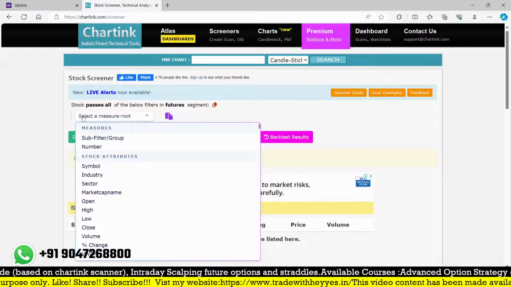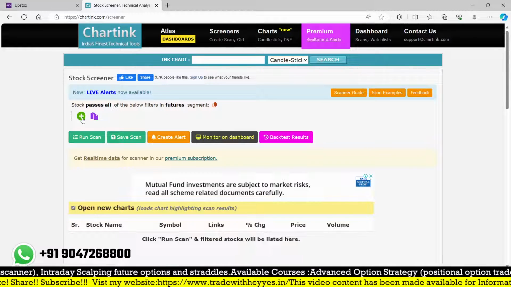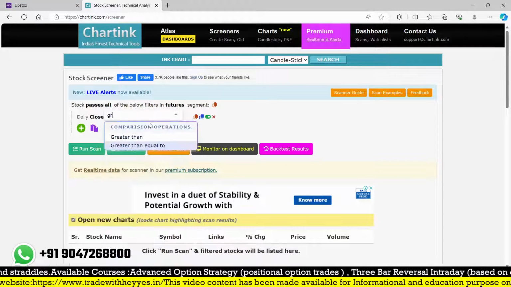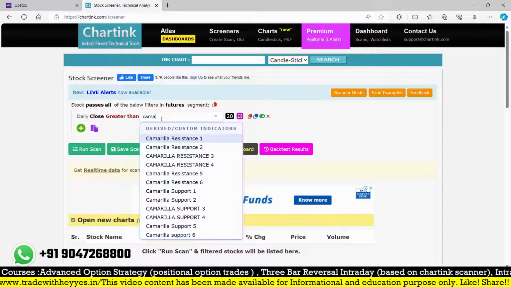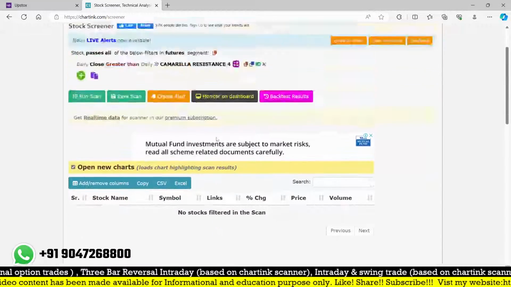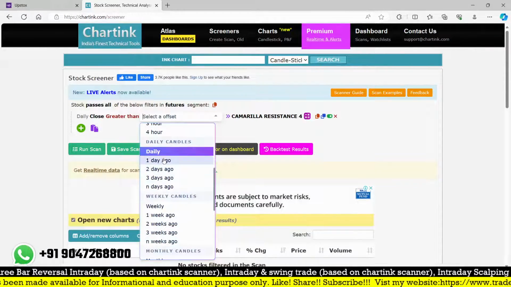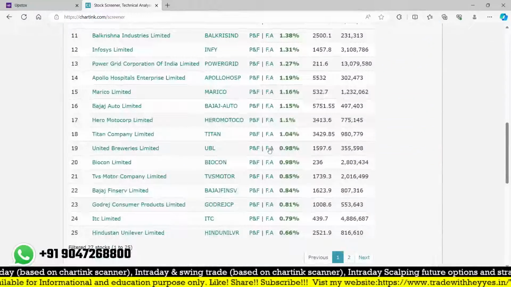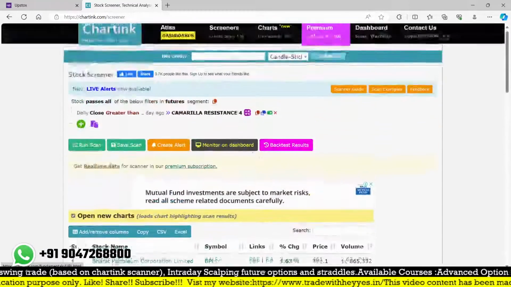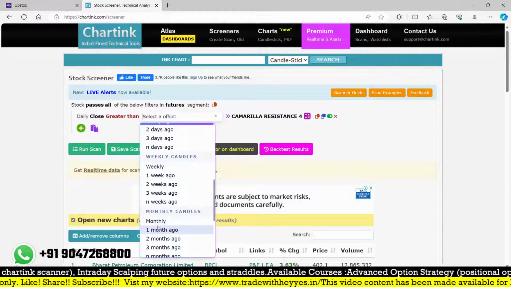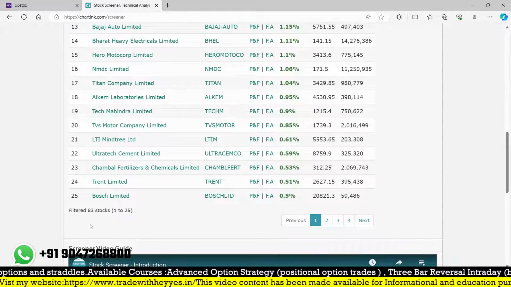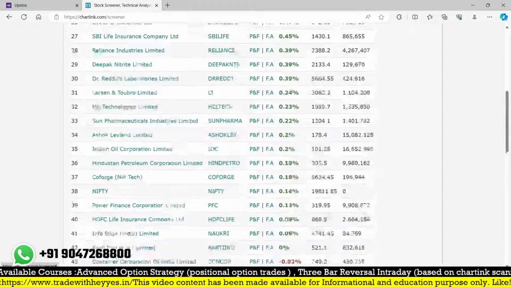And here we are simply looking for the closing price. The daily closing price must be greater than Camarilla R4. Simply we are going to use Camarilla R4. Sorry, we need to use the 1 day ago Camarilla R4. So this many stocks are trading over and above the Camarilla R4. These are the daily levels. So I'm going for the 1 month ago levels, and how many stocks are trading above the Camarilla, almost 83 stocks.